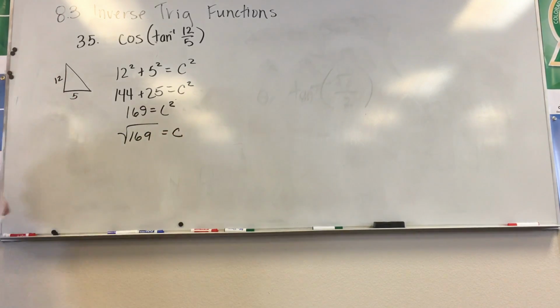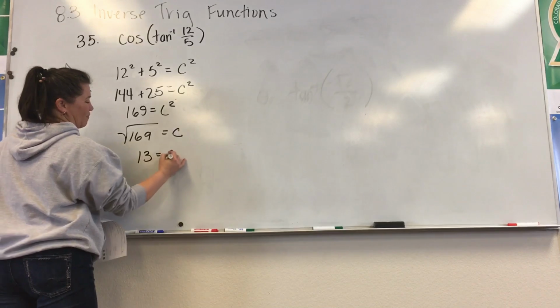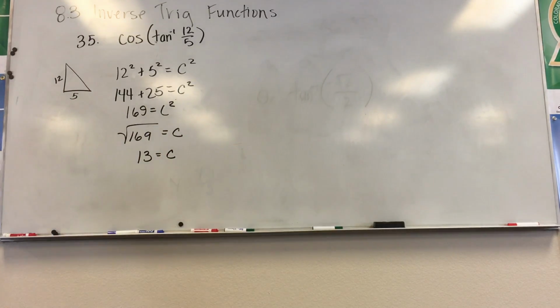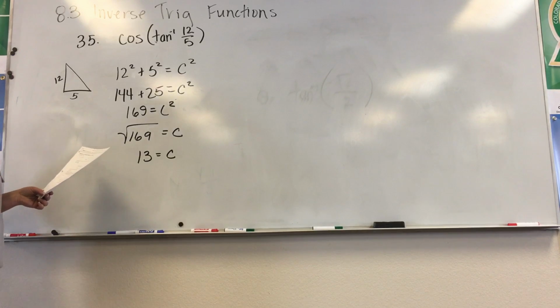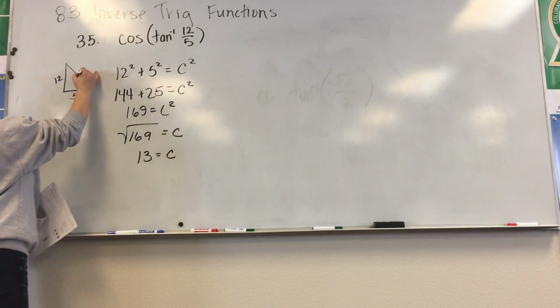College class. Okay. Discussion. Square root of 169. You guys know this? 13. Oh, I was close. Oh yeah, because it's a 5, 12, 13 triangle. So this is 13.